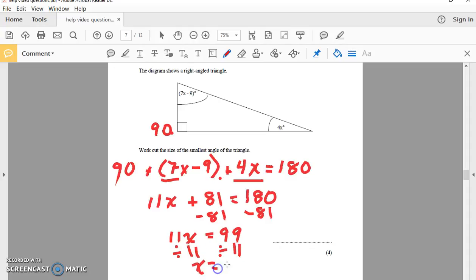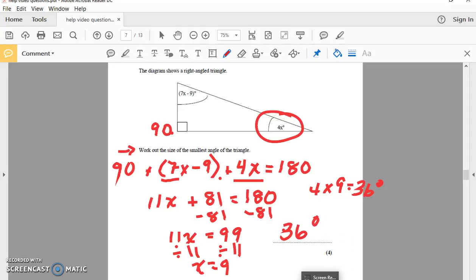X equals 9. Now, again, I need to read my question. So work out the size of the smallest angle. This little guy right here is going to be my smallest angle. So the last step is I'm going to do 4 times 9 equals 36. So my smallest angle is going to be 36 degrees. And that is where I'm going to leave off with graphing and algebraic equations.